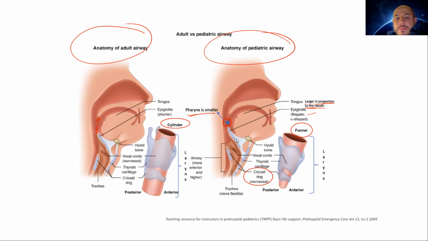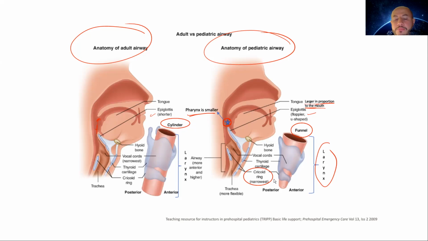In the adult, the epiglottis is shorter and flat. When we discuss the larynx, it's more funnel shaped in the pediatric age group, shorter and funnel shaped. And the narrowest part, and that's a board question, the narrowest part of the larynx or the airway is located at the subglottic, and that's why subglottic stenosis is very common.